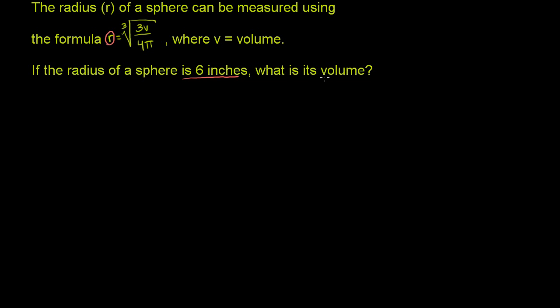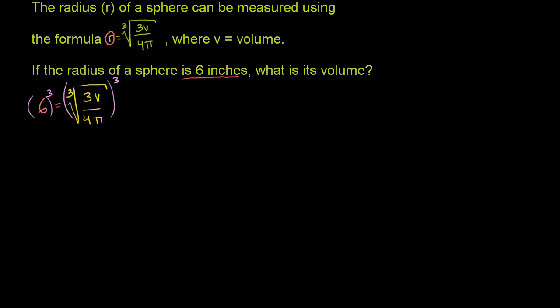What is its volume? So we have 6 inches, everything's in inches, is equal to the cube root of 3 times the volume, that's what we need to solve for, divided by 4 pi. A good first step to get rid of this cube root is take the cube of both sides, or raise both sides of this equation to the third power. So you had 6 inches, you raise it to the third power. You have the cube root of 3v over 4 pi, raise it to the third power.